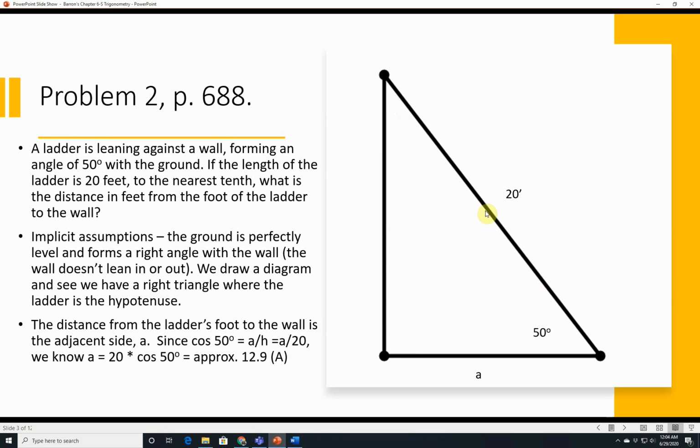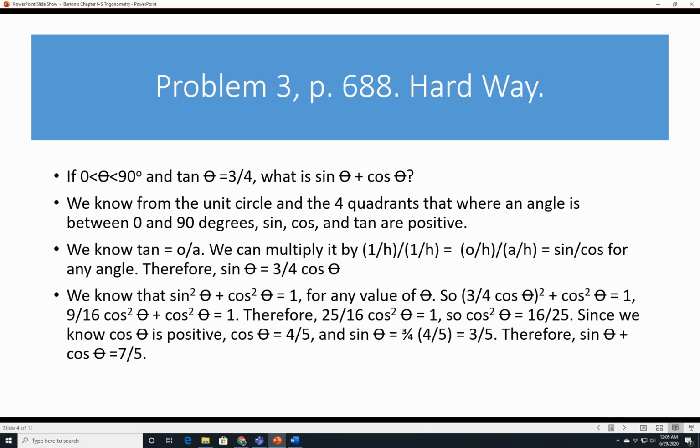Anyway, we draw a diagram and we see you have a right triangle where the ladder is the hypotenuse. So this here is the ladder. The distance from the ladder's foot to the wall is the adjacent side, or A. Since cosine of 50 degrees is the adjacent over the hypotenuse, that means cosine of 50 is equal to a over h, which is a over 20. We know that a is equal to 20 times cosine 50 degrees, which is approximately 12.9, or answer choice A.